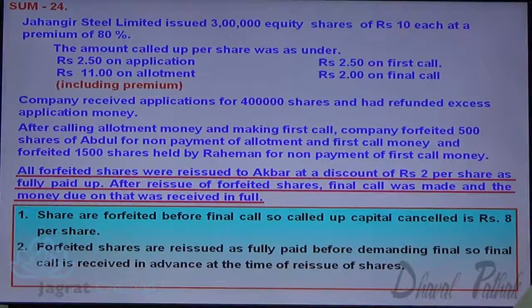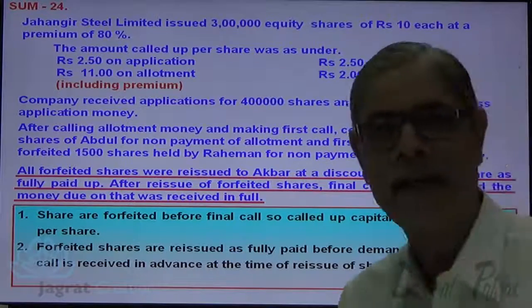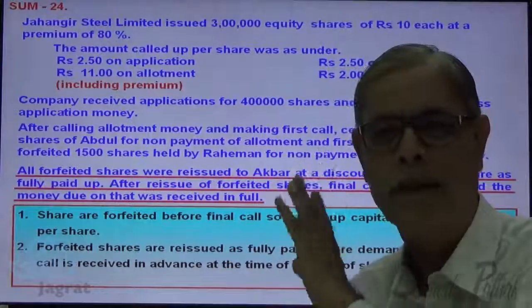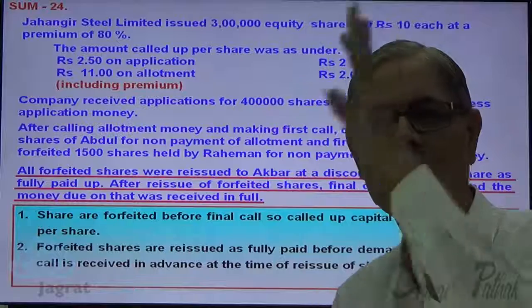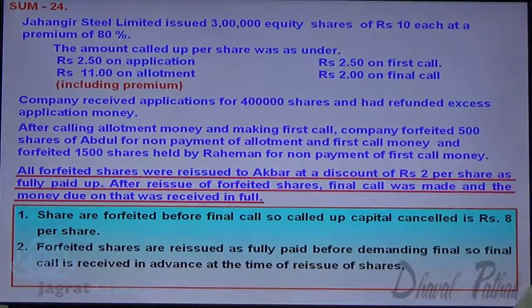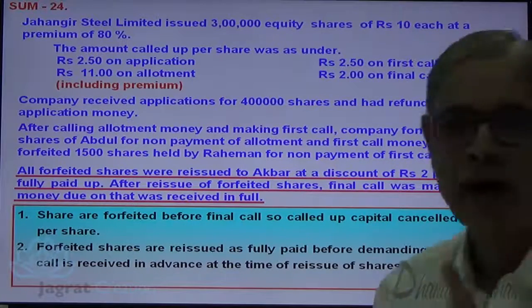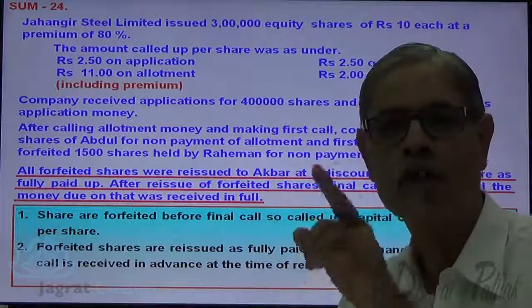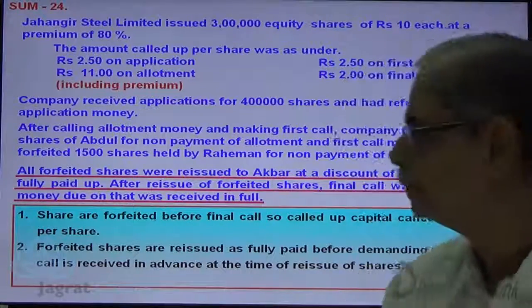Forfeited shares are reissued as fully paid up before demanding the final call. So final call is not demanded and shares are reissued as fully paid up. Means what? Final call has been received in advance. So final call is received in advance at the time of reissue of shares. So for that, final call received in advance, calls in advance account gets credited.